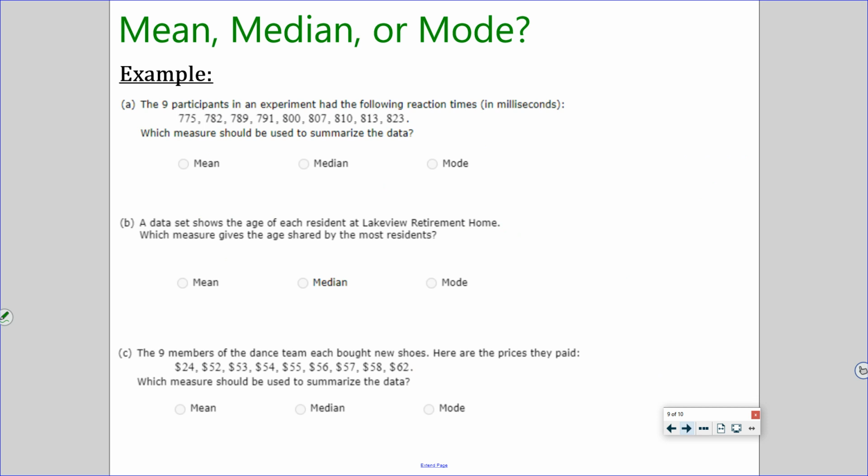All right. So mean, median, or mode. Which one would be best used? There are 9 participants in an experiment, and they had the following reaction times in milliseconds. So looking at my data here, which measure should be used to summarize?